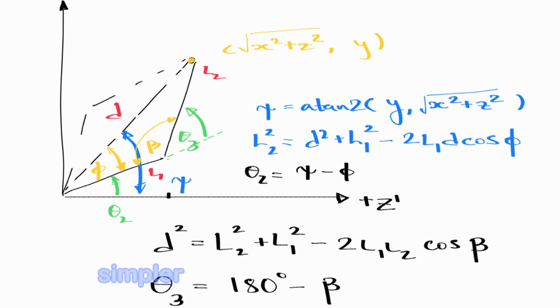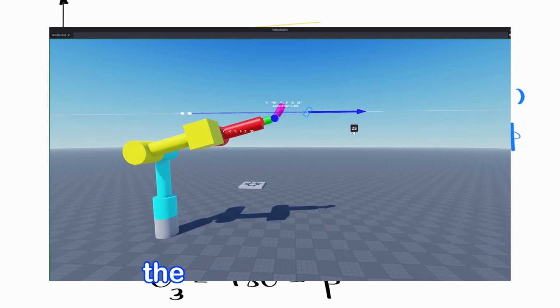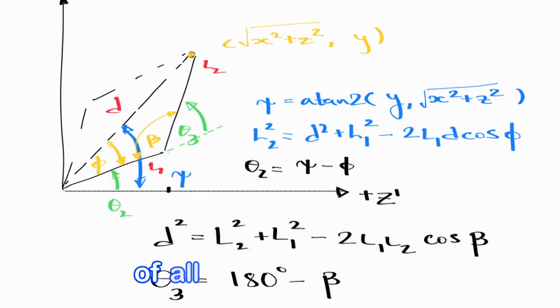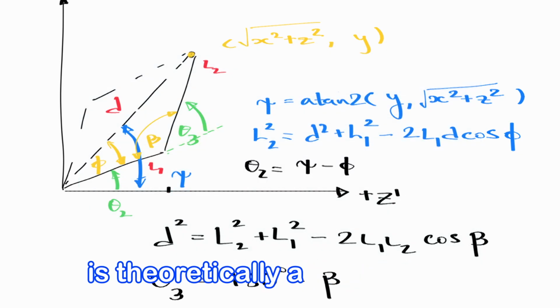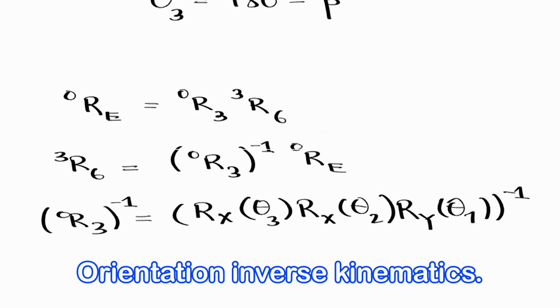The solution is made simpler using the cosine law. If the target is not reachable, the robot just gets as close as possible instead of giving up. The set of all reachable points is theoretically a hemisphere, but this is made smaller because a real robot cannot collide with itself.